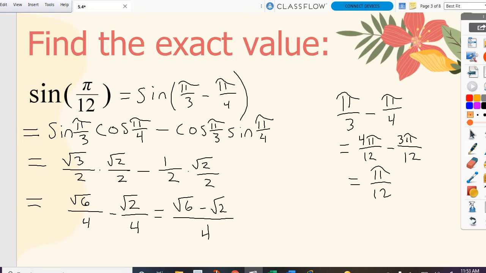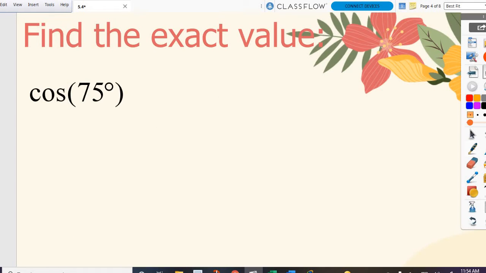Which is why, if you plug that into your calculator, you would get a nice, pretty decimal, because square root of 6 and square root of 2 are both irrational numbers. Questions on that? Okay, let's look at another one.